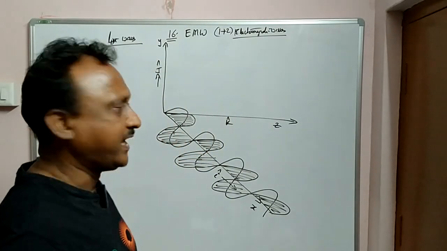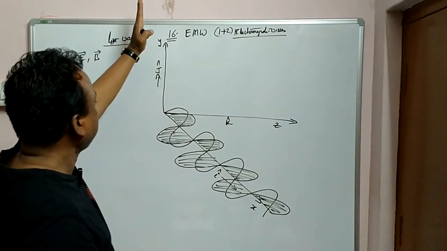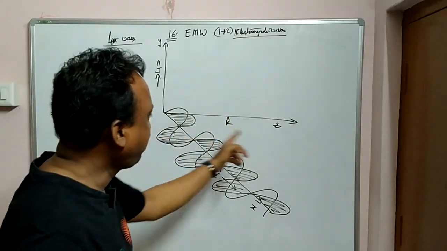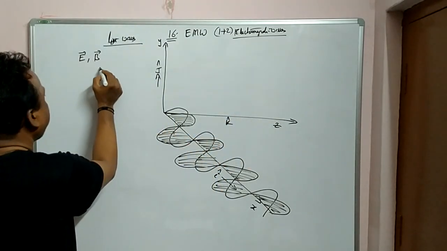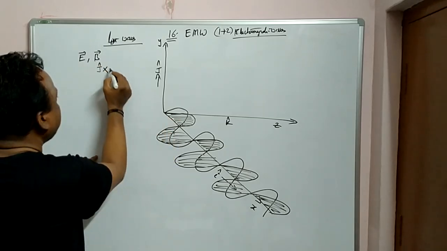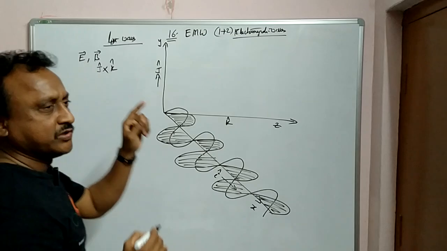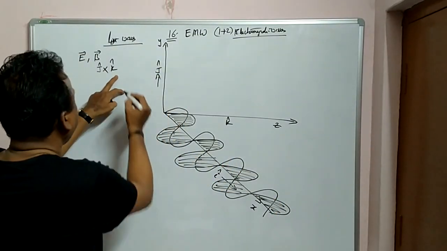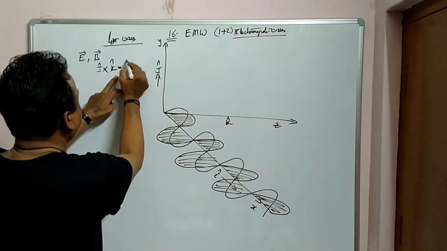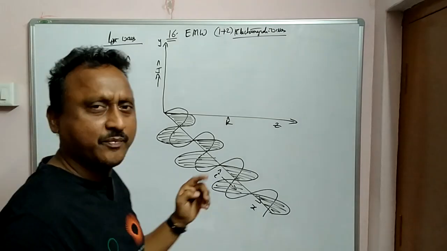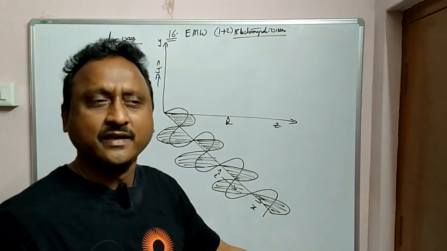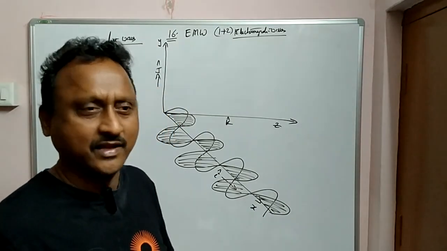If you observe carefully, the electric field is in the y direction and the magnetic field is in the z direction. That means you can find out by the cross product of two vectors. j cap cross k cap is equal to i cap, from vectors. So what is i cap? Along the x direction. That means the wave is propagating along the x direction.